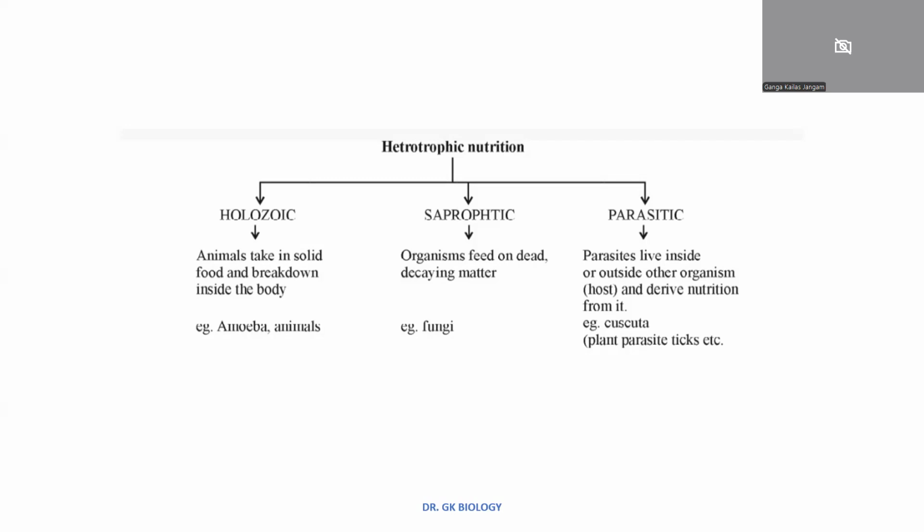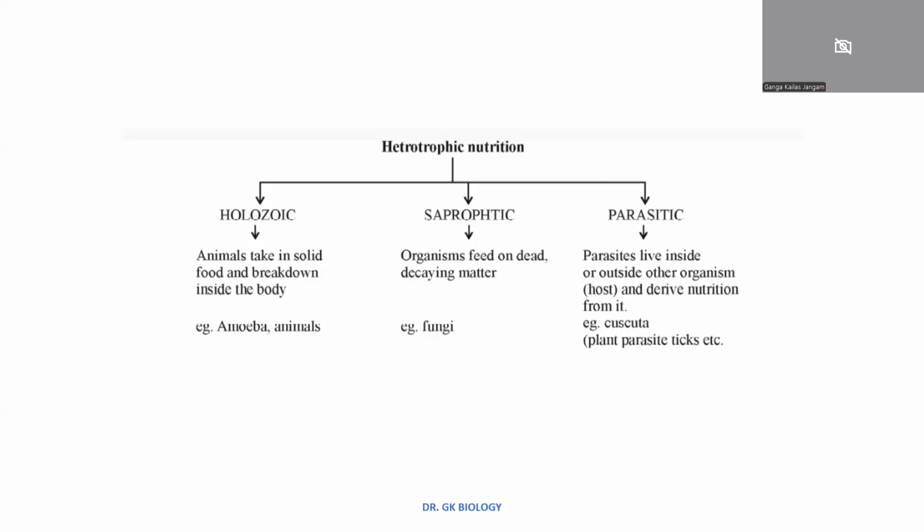Whenever you learn biology, you have to remember the keywords. Inside the keyword itself, you will find the answer. So, the heterotrophic mode of nutrition: hetero means others, meaning the organisms which depend on others for their food. Here we can see the holozoic mode of nutrition, saprophytic mode of nutrition, and parasitic mode of nutrition.